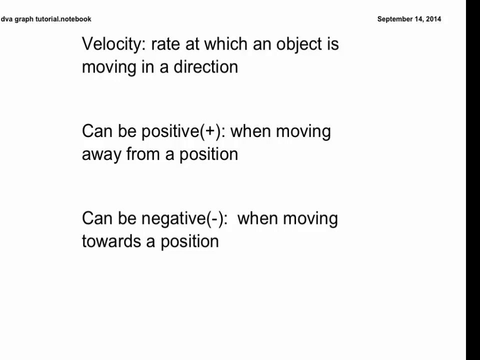Now that we've got displacement out of the way, we can look at our next piece of vocab, which of course is velocity. We know velocity is the rate that we're changing our position, or the rate that we're changing displacement against time. And when we talk about velocity, your direction matters. So, your velocity can actually be positive or negative. Your velocity is going to be positive when you are moving at some rate away from a position. Your displacement is increasing, you're moving away. You can also have a negative velocity though, and that occurs when you're moving towards some position. Your displacement is getting less.